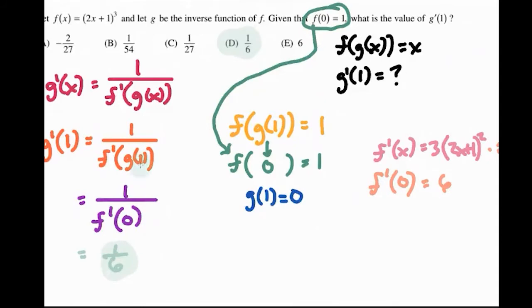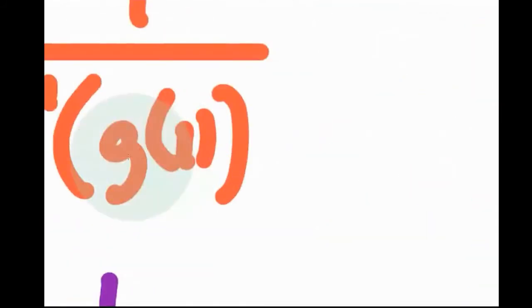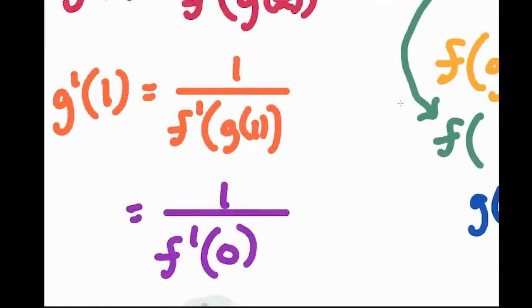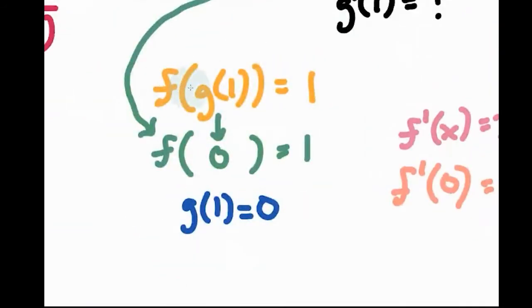The one thing I needed was this g of 1 right here, and then I could just plug it into the derivative, but I don't know what g of 1 is. It's not given. But I do know this, in yellow right here, that f of g of 1 is equal to 1 because that's the definition of inverse. If f and g are inverses, then f of g of 1 is equal to 1, f of g of 2 is equal to 2, and anything that you put in there, the f and the g cancel out, and you'll get what it's equal to at the end.